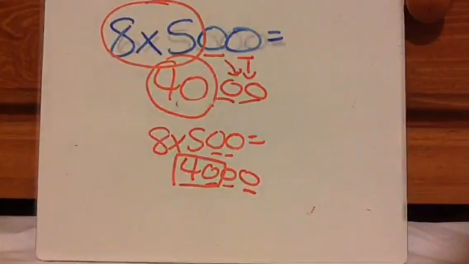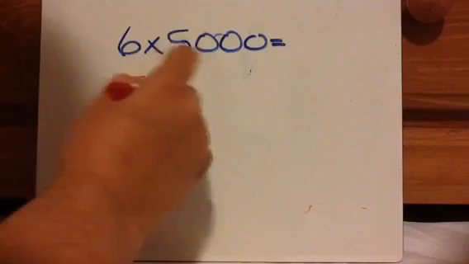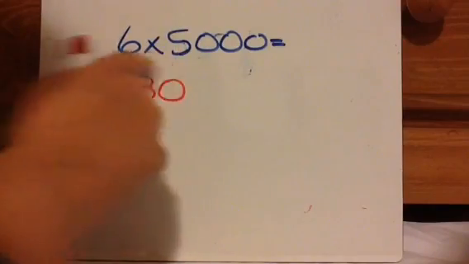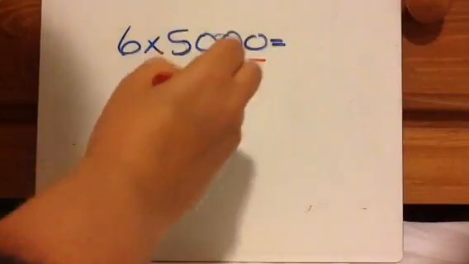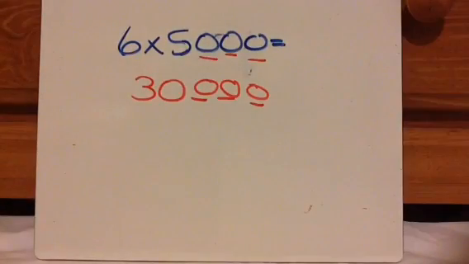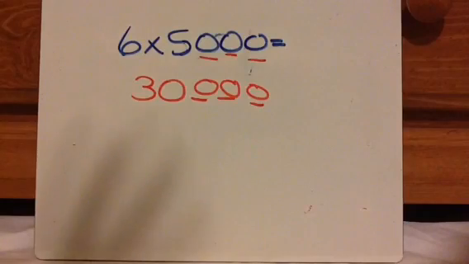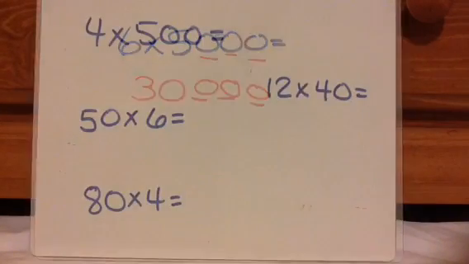So if you look at this one, 6 times 5 is 30. That 30 came from this problem, and then there are 3 zeros, so there are 3 extra zeros in my answer. So my answer is actually 30,000, not 3,000, because if you said 6 times 5,000 equals 3,000, your numbers should be getting bigger, and in this situation, if I said it was 3,000, then my answer is getting smaller, and that wouldn't make any sense.